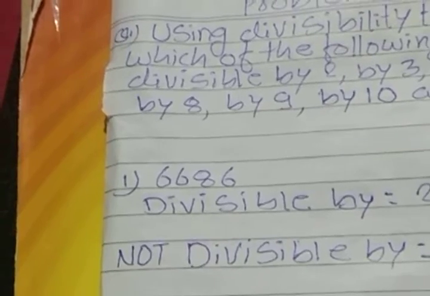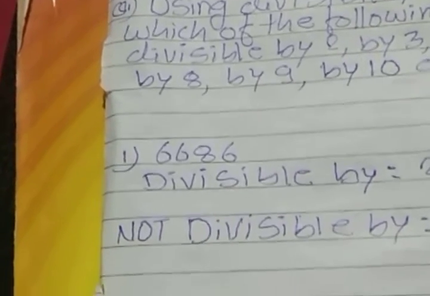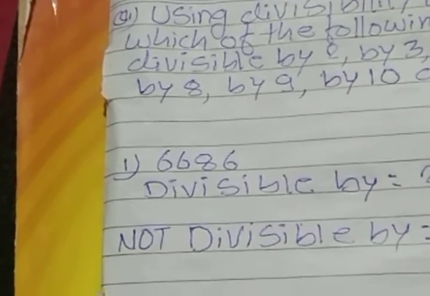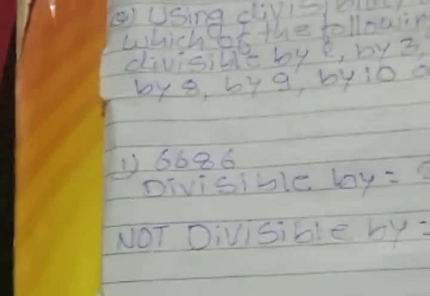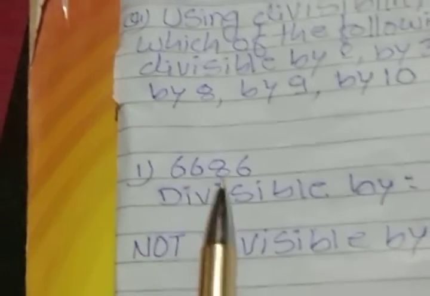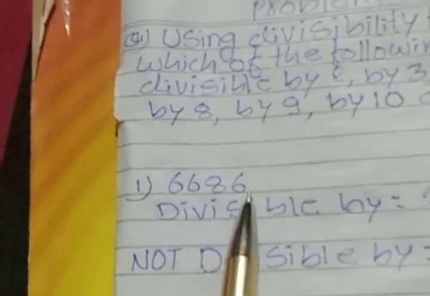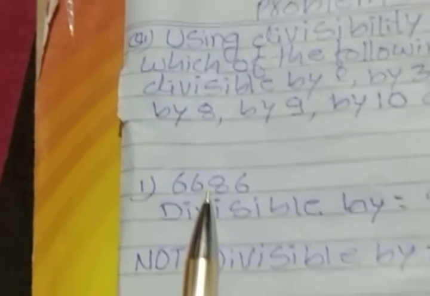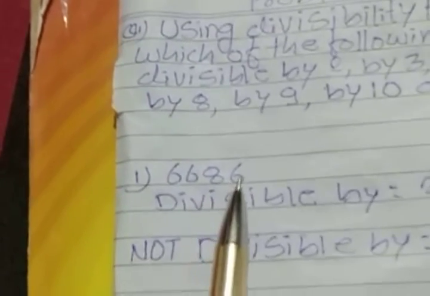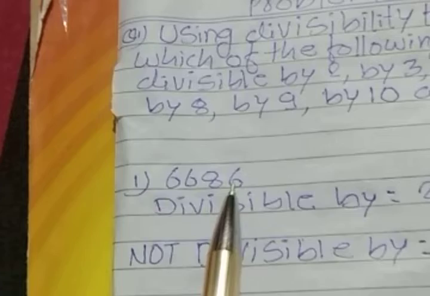According to the divisibility test of 8, the last 3 digits. If you take the last 3 digits, what are they? 6, 8 and 6. So 686. So 686 is not going to be divided by 8. So this number is not going to be divided by 8.